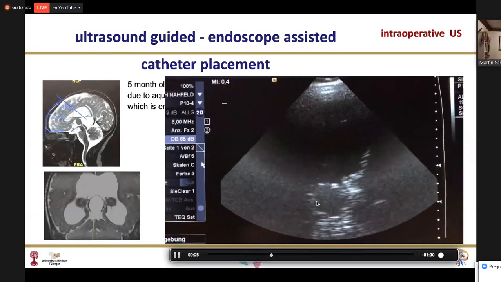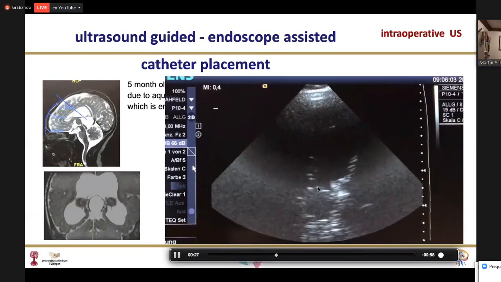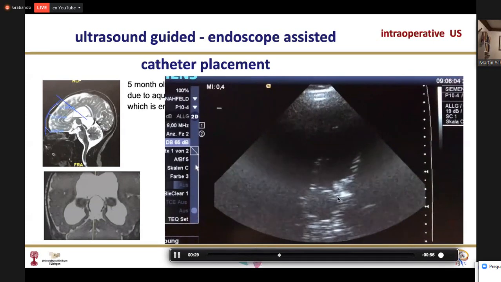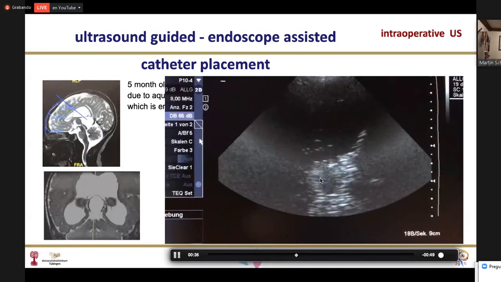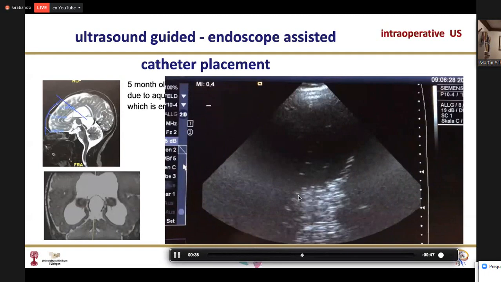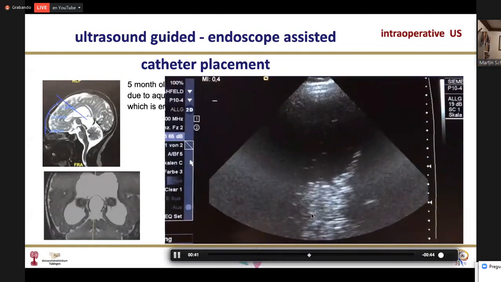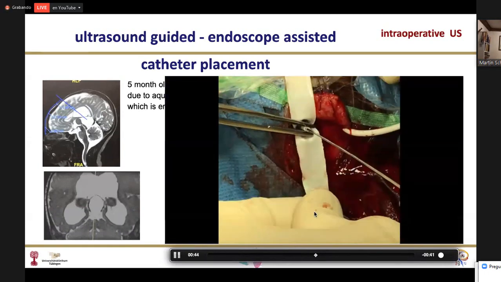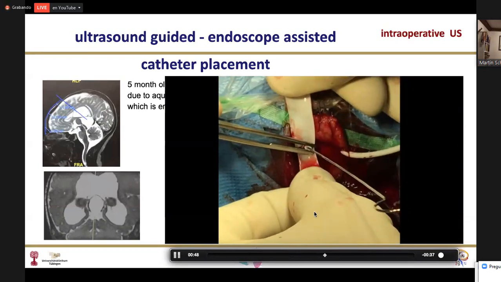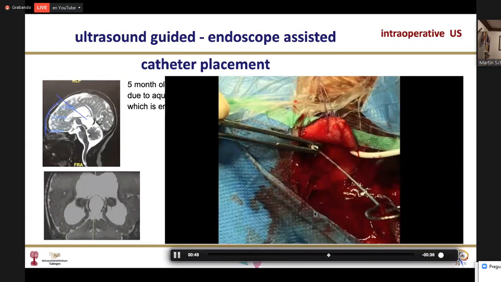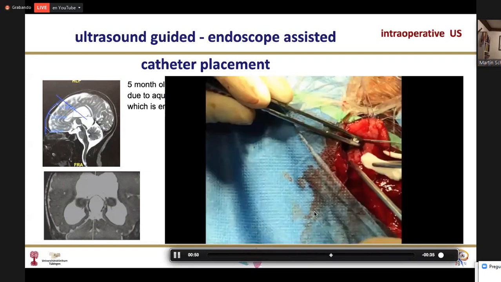And when we see the bubbles inside the cyst here, we know that we have successfully opened it under endoscopic view. At the same time, I have the endoscopic view and see what I'm doing. And in the ultrasound, you see that I have now opened the cyst, and then the catheter is introduced under endoscopic view, and then connected to the shunt.